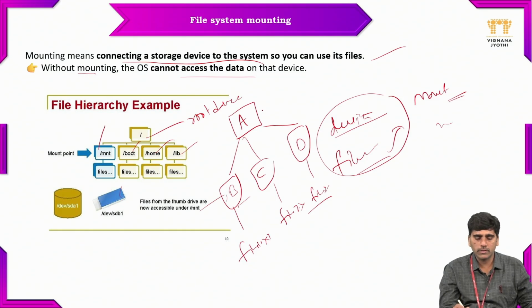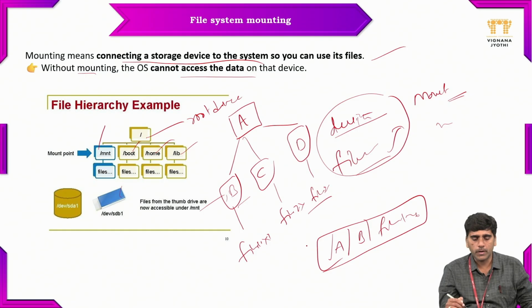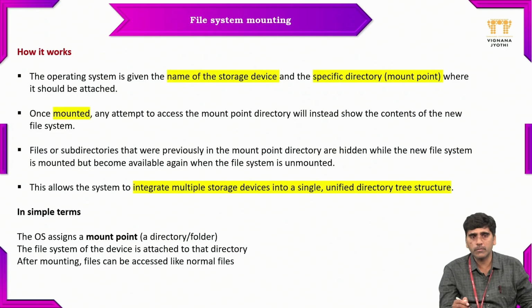So how are we going to access them? /A/B/file1.txt. So this is the mounting path. Here you can see /dev/sda1/files. Like this you can access your files. In the same way you can create the mounting points.